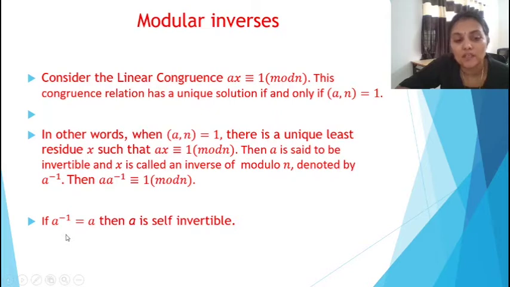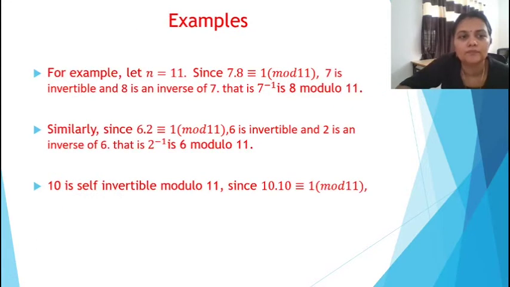If a⁻¹ equals a, then a is called self-invertible. This is the definition. If there is a unique solution x of the linear congruence ax ≡ 1 (mod n), then that x is called the inverse of a modulo n and denoted by a⁻¹. And now we have the example.